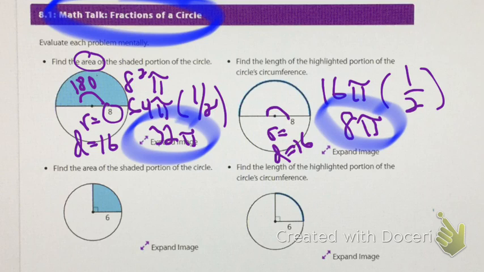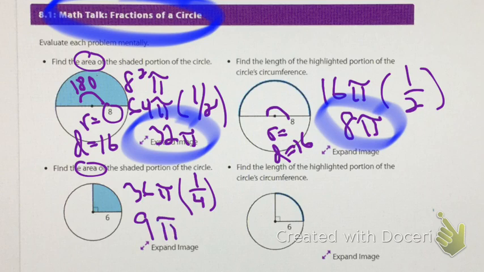We'll come on down and take a look at one more here. This one's 6, and we want the area. So we're going 36 pi, and it's 1/4 now, so we're just doing 1/4 of that. 36 divided by 4 is 9, and we just keep the pi where it's at.